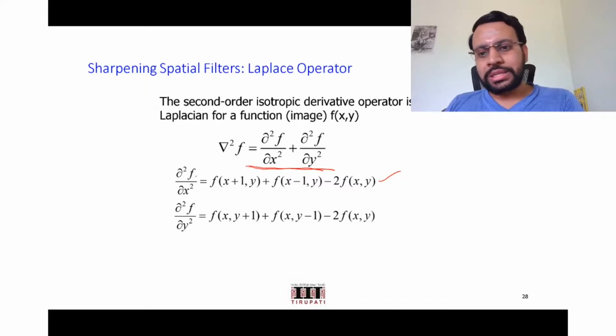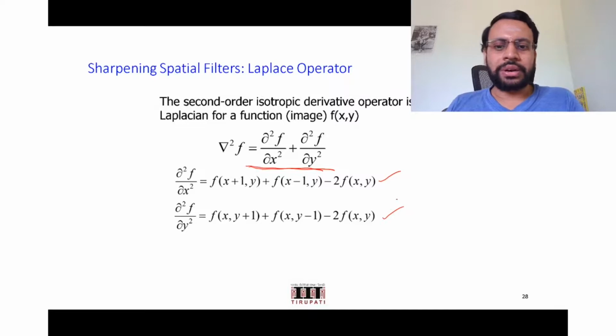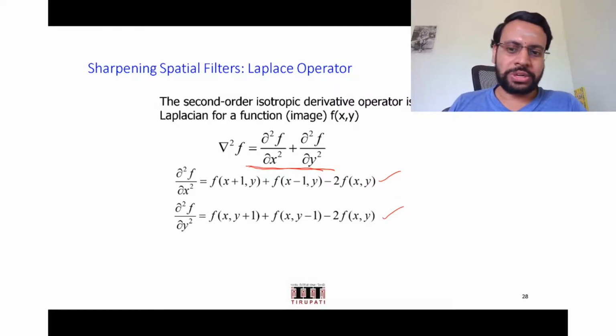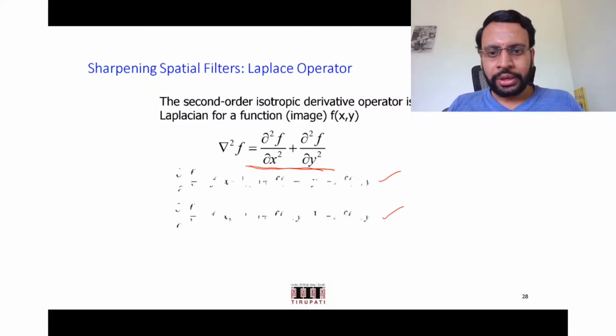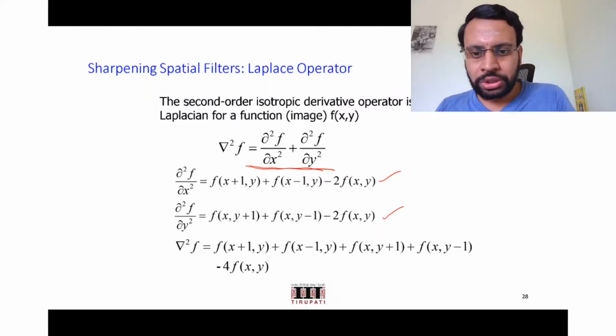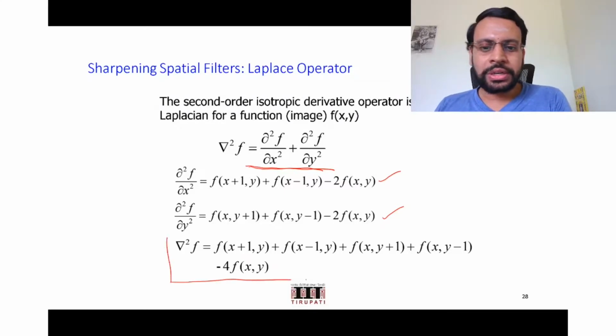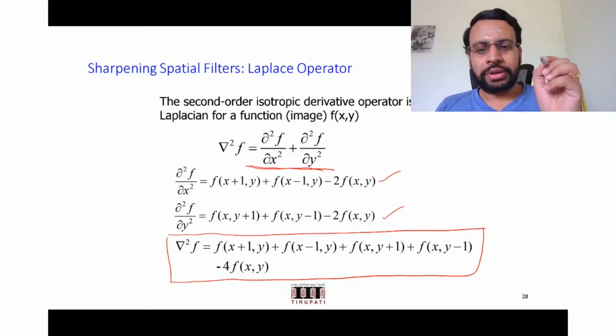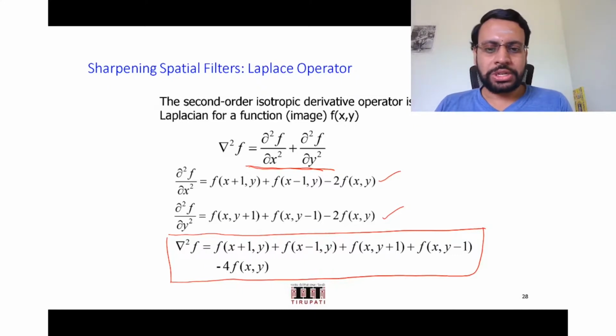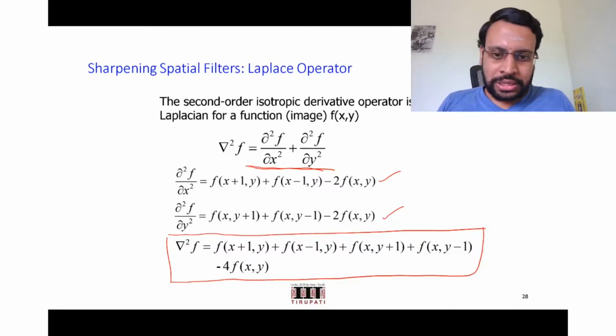Similarly, you simply replace x with y, and y with x, and you get the expression for ∂²f/∂y². You sum them both up, and that would give you the expression for the computation of the Laplacian at a given point. So what would this expression be? Let's look here.